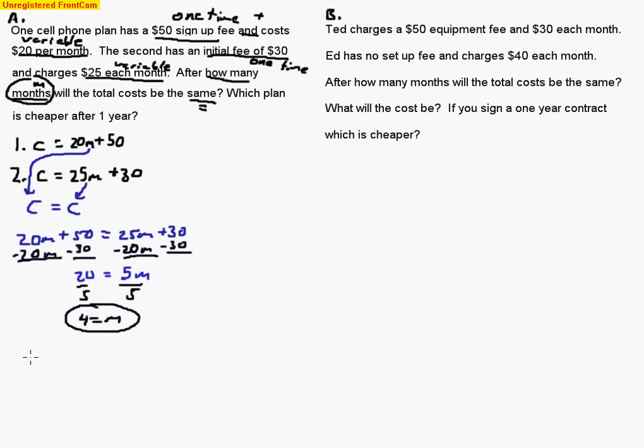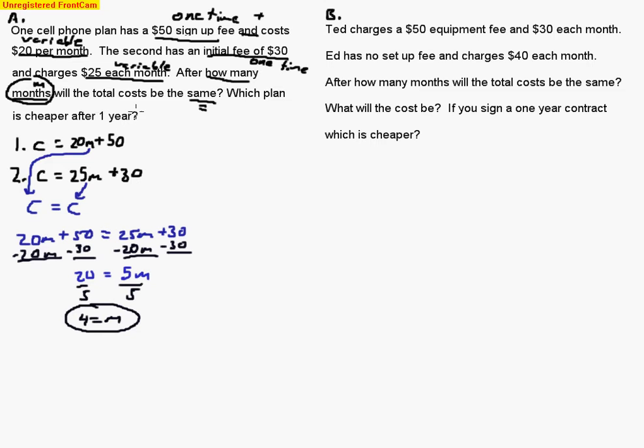So what we're going to do is figure out what is their cost after a year. And right now we could probably actually answer that. After 4 months they charge the same. So initially the one that's cheaper is plan 2 because they have a smaller initial amount. But plan 1 charges less per month. So plan 1 is going to be the cheaper one after 4 months. At 4 months, they'll charge the same. But we can prove that plan number 1 is cheaper after a year by substituting.